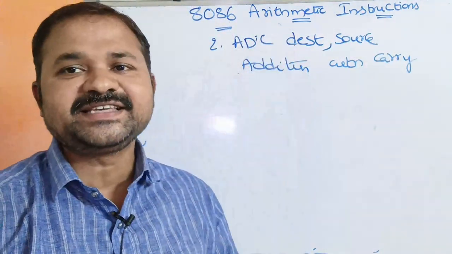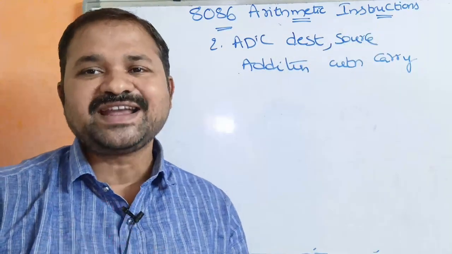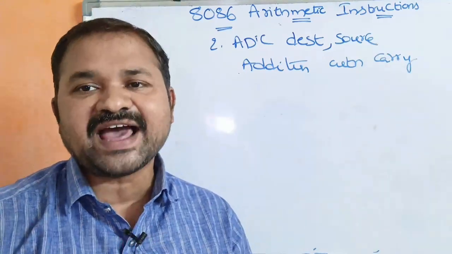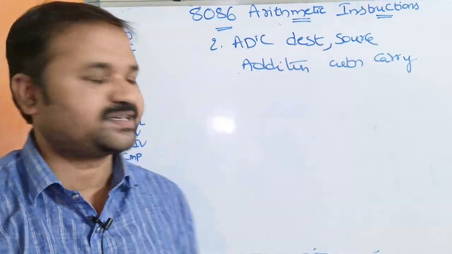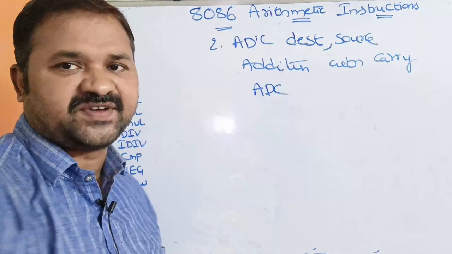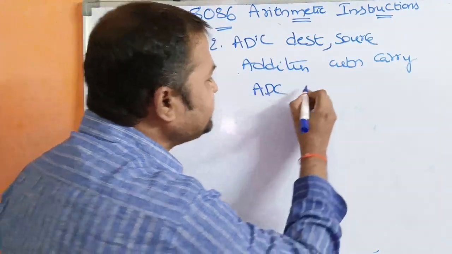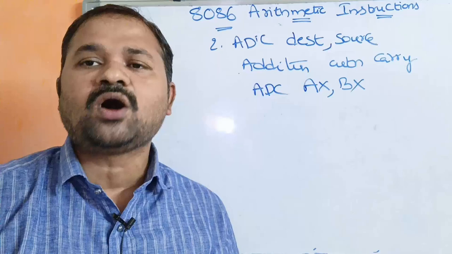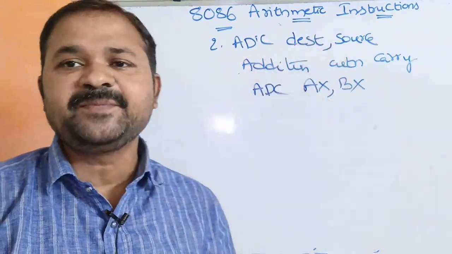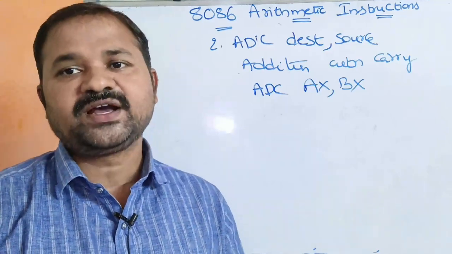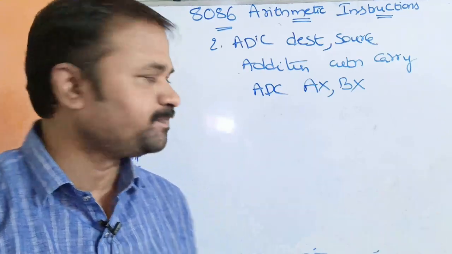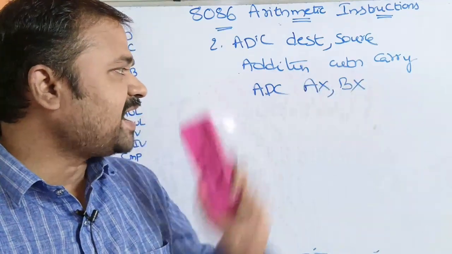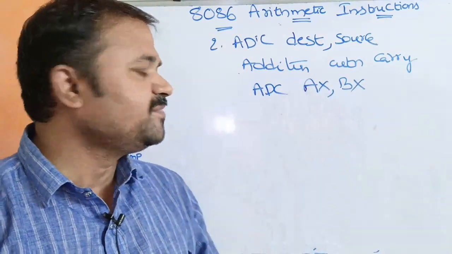So this is the syntax: ADC destination comma source. The contents of the source will be added to the destination along with the carry value, and the result will be stored in the destination register. So we can write the same examples as the previous one, but the mnemonic is different. Here we have to use ADC. So AX comma BX, same. Here the source can be either an immediate number or a memory location or a register, whereas the destination can be either a register or a memory location. The source and destination cannot both be memory locations. So for ADC AX comma BX, BX will be added to AX along with the carry value and the result will be stored in AX.